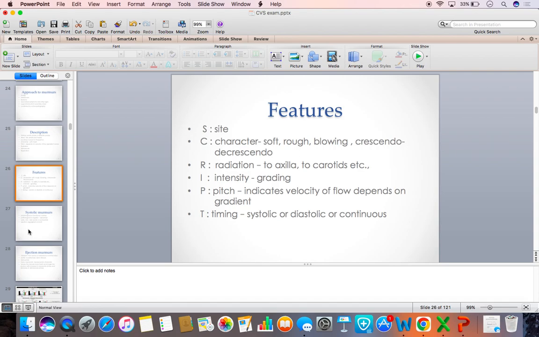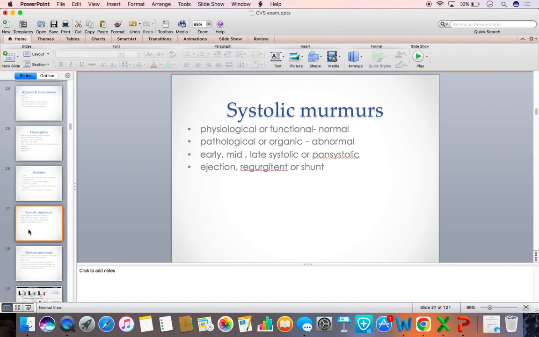Then P stands for pitch. It indicates the velocity of flow of blood across the chambers. Velocity of the flow. The gradient is high, velocity is high. T stands for timing, either systolic, diastolic, or continuous. So what are the systolic murmurs? Systolic murmurs could be functional or organic.